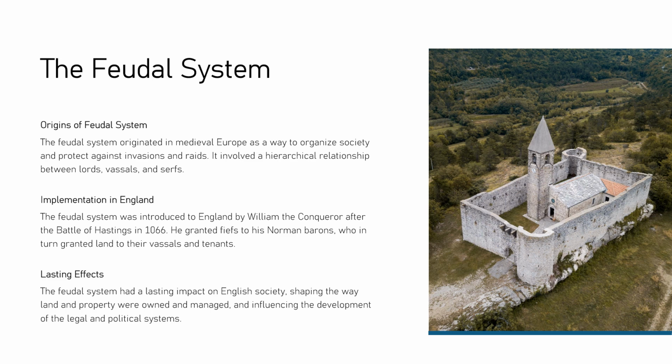Implementation in England. The feudal system was introduced to England by William the Conqueror after the Battle of Hastings in 1066. He granted fiefs to his Norman barons, who in turn granted land to their vassals and tenants.